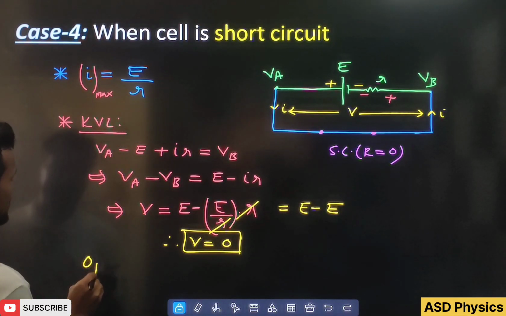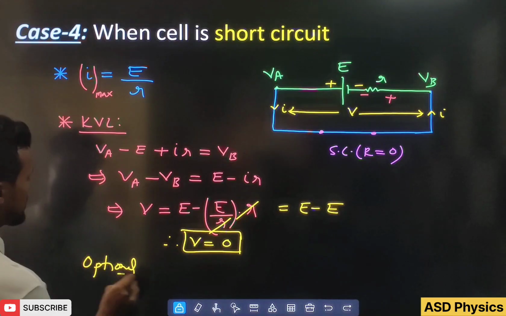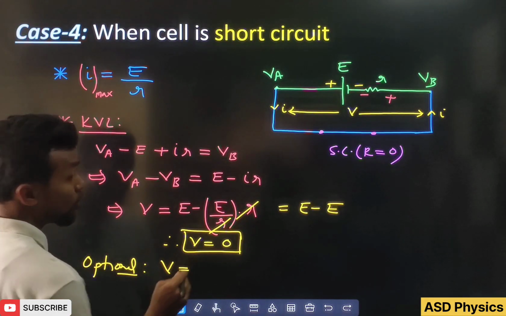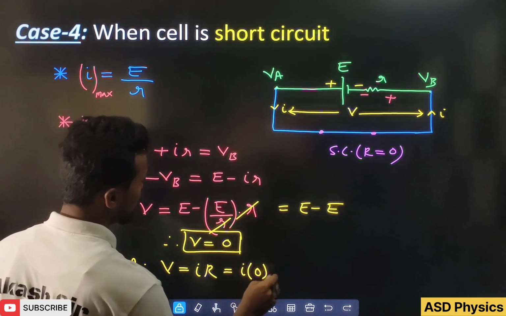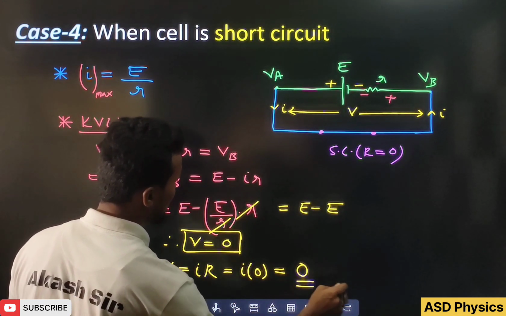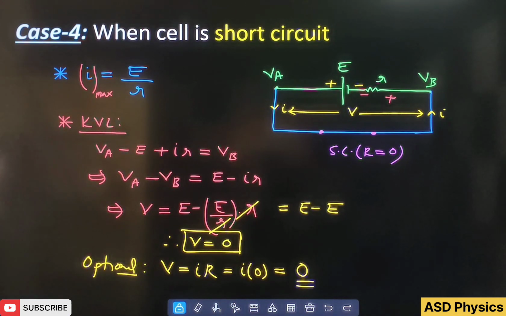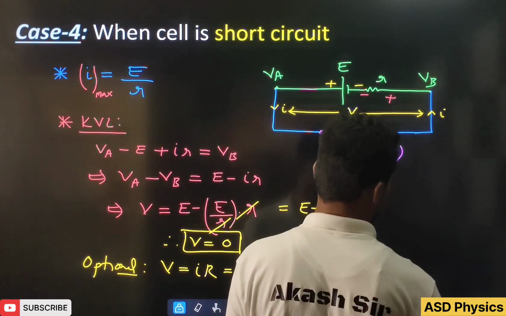Even this you can write in one optional way. I told you from Ohm's law we can write V equal to IR, but here R is 0, so directly you can write 0. I hope this short circuit situation is also very clear to you, okay, great.